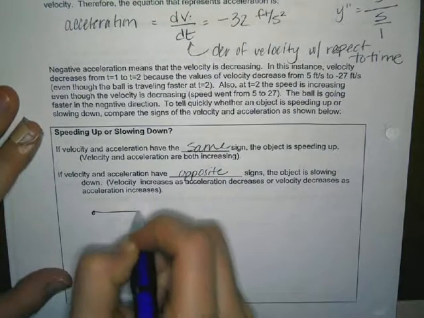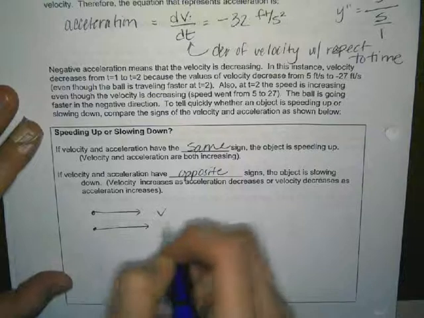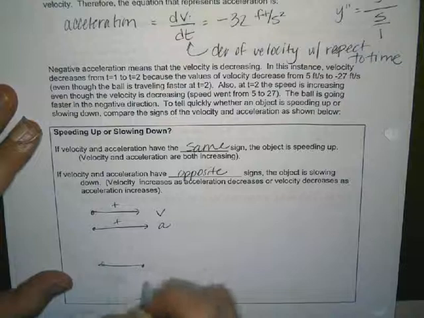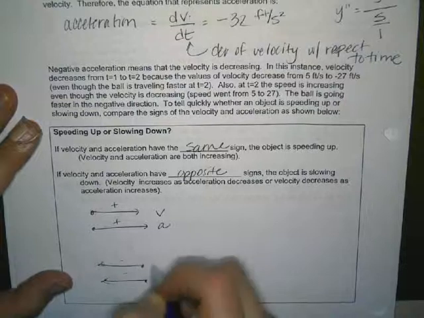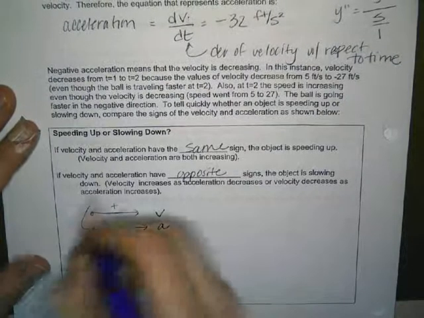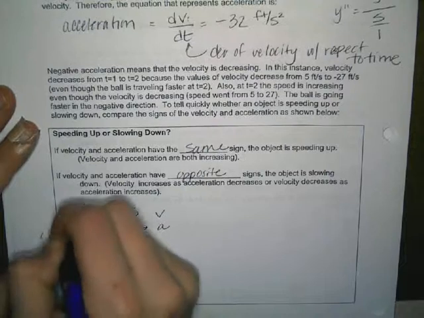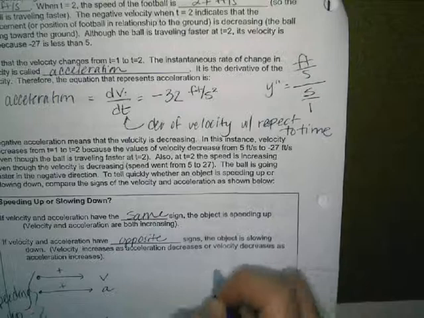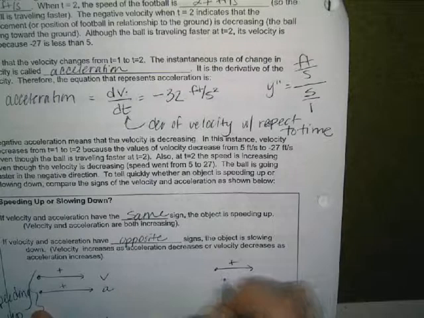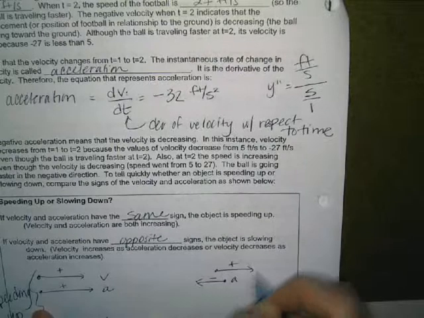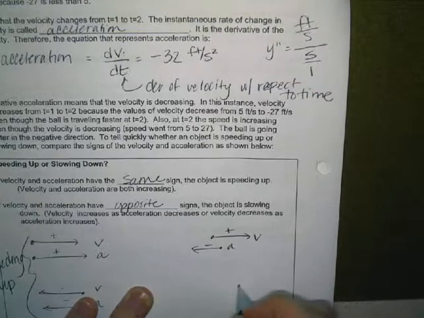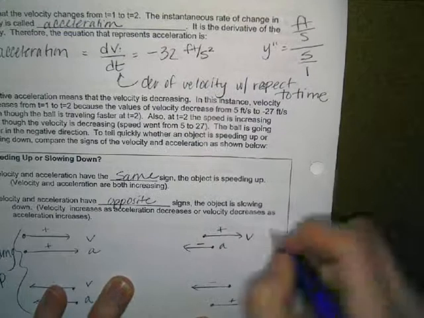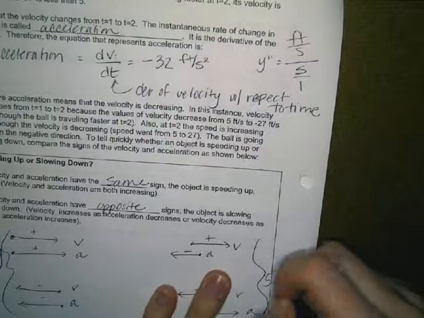The other way to remember it: velocity and acceleration, if they're both going in the positive direction, or both going in the negative direction, speeding up. Okay? If you have opposites, or the other way, this means they're slowing down.